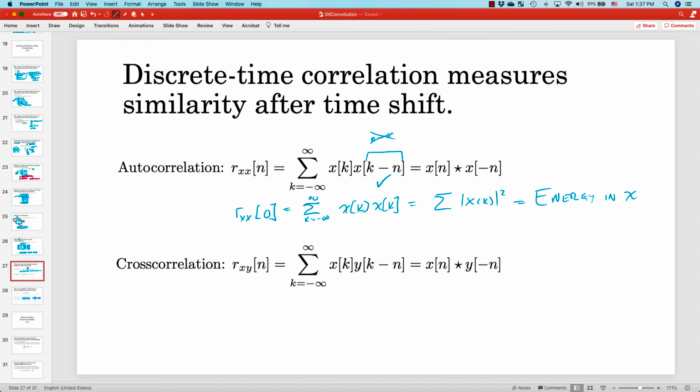The other salient feature of the autocorrelation function, and the one that we use the most, is that this value, r_xx of 0, is actually the maximum value over all values of n. I hope that makes sense: if we're measuring the similarity of a signal to a shifted version of itself, a signal can never be more similar than it is to itself when it's unshifted.